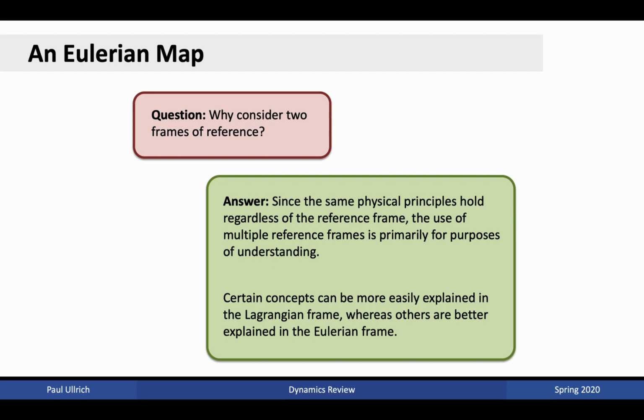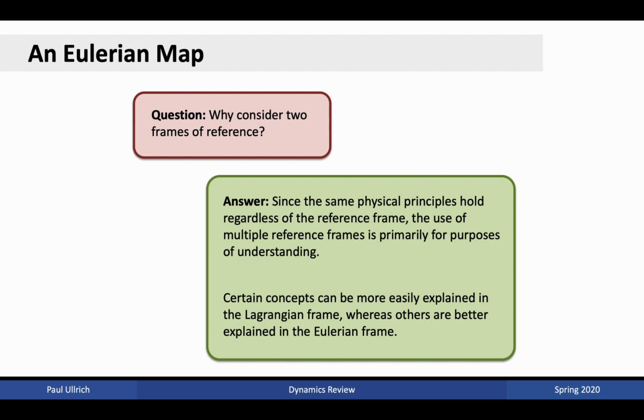So, why are we considering two frames of reference? We know that the same physical principles must hold regardless of the reference frame used. That is, we still have conservation of mass, conservation of energy, conservation of momentum, but multiple reference frames are useful for evoking different understanding of how the atmosphere behaves.